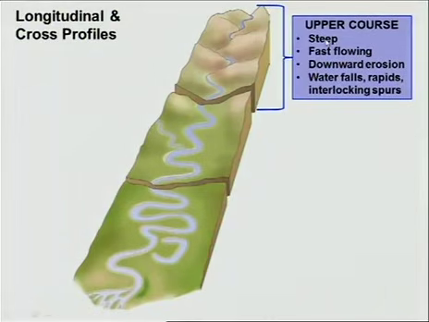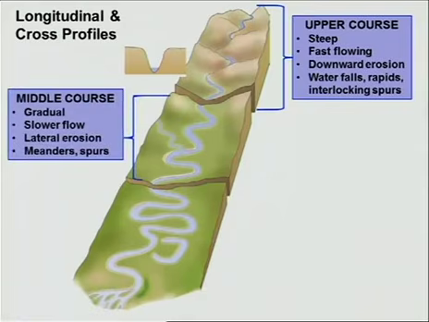Just have a look at this. The upper course. It's steep there. Just see what's happening now. Fast flowing. Because it's fast flowing, downward erosion. And that is why we've got waterfalls, rapids, interlocking spurs. Can you see that, people? Why could you give that? Because you know that the water was flowing very fast there. Have a look at this. So this would be my cross profile. If we draw a cross profile here in the upper course, this is what it would look like.